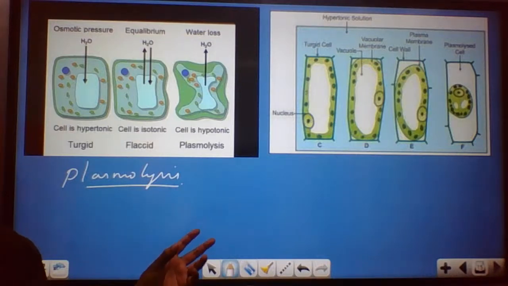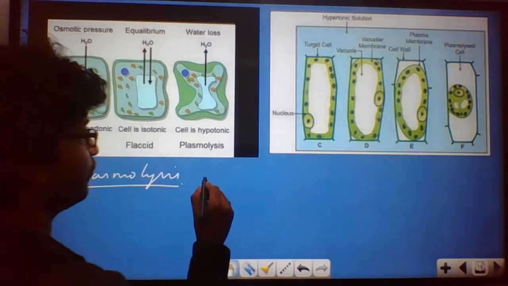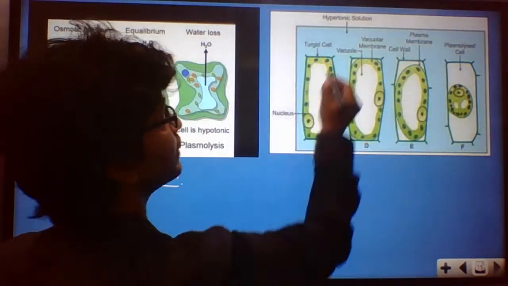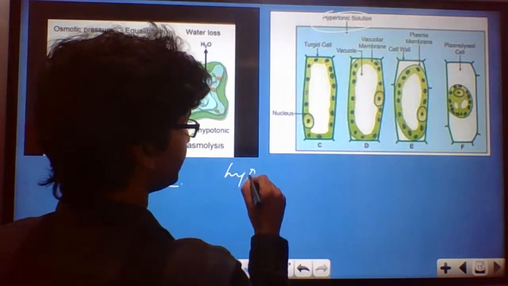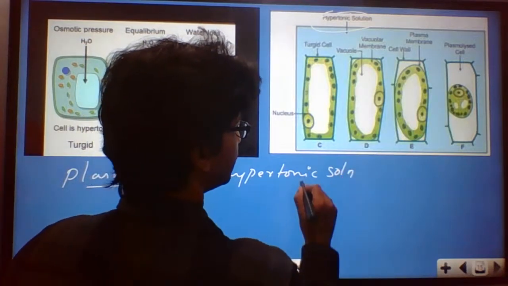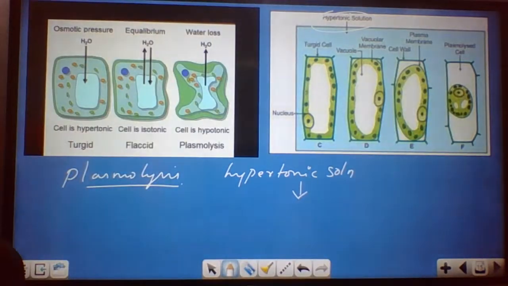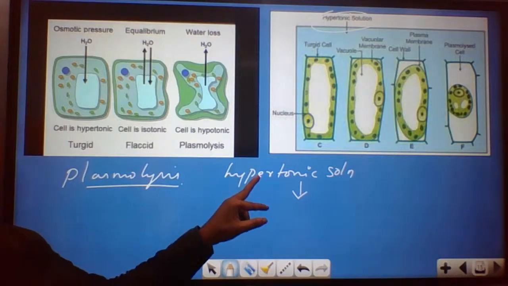Plasmolysis: the plant cell is placed in a hypertonic solution. If placed in a hypertonic solution, what will happen? So this is the hypertonic solution I'm talking about. I write it here: the plant cell which is placed in a hypertonic solution. What will be the fate of the cell?